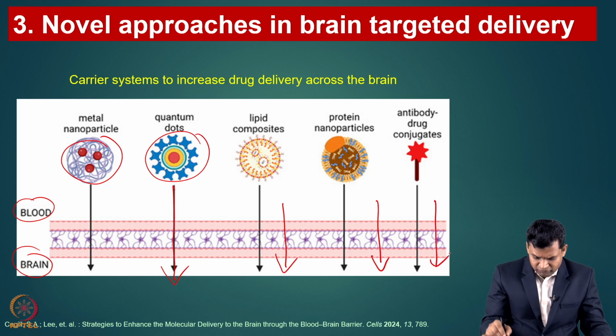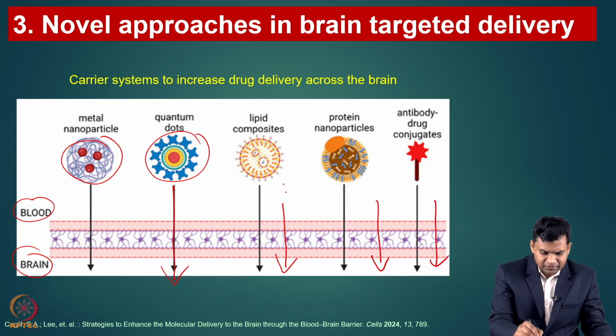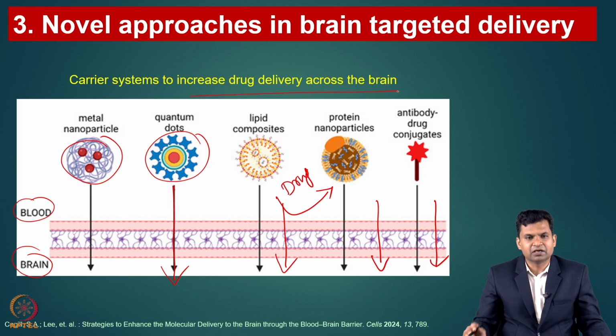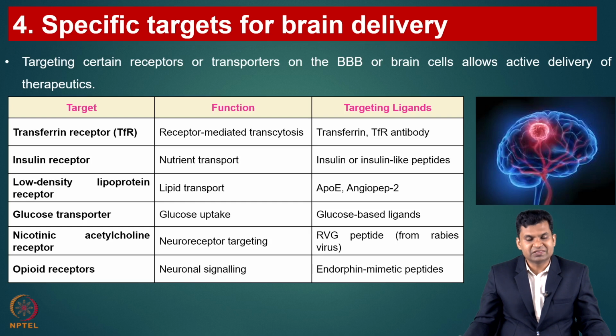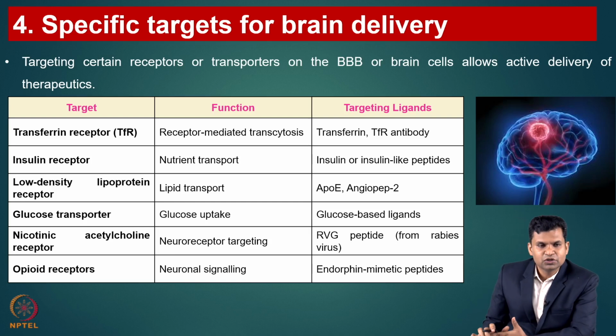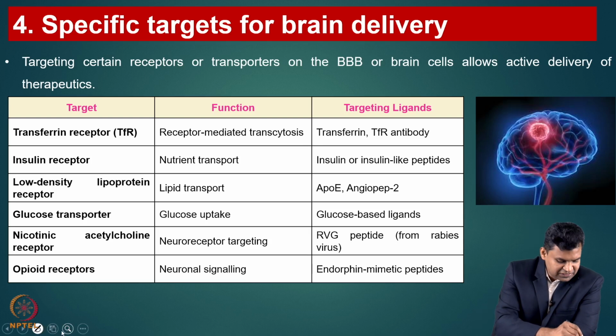So, when you compare with the plain drug, which may not cross the blood brain barrier, when you encapsulate it in a carrier system, that will increase the accumulation of the drug in the brain. So, with that we can also target the brain delivery systems. In the fourth topic, we are going to discuss the specific targets for the brain delivery.